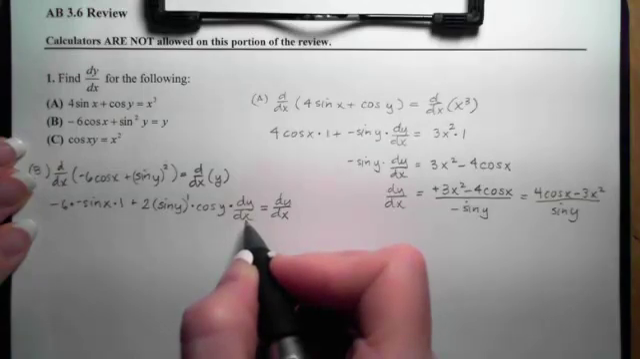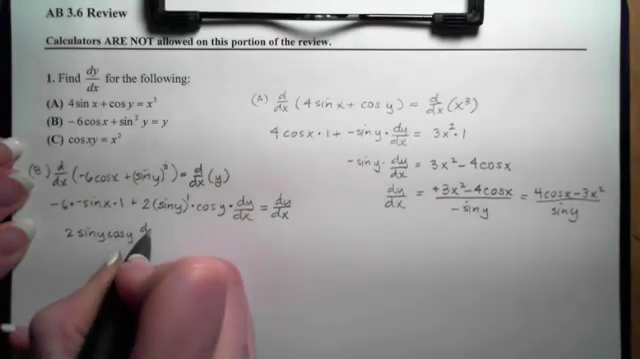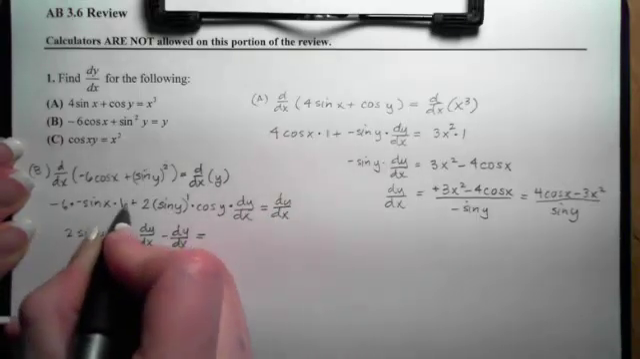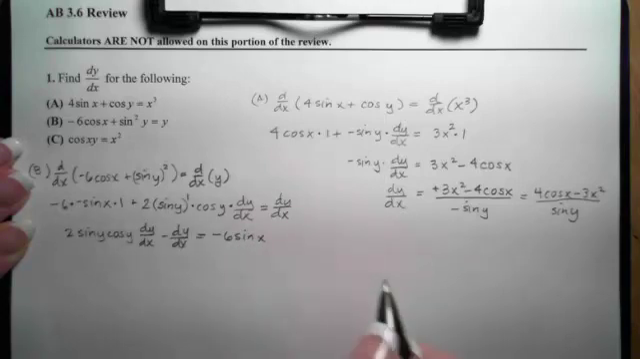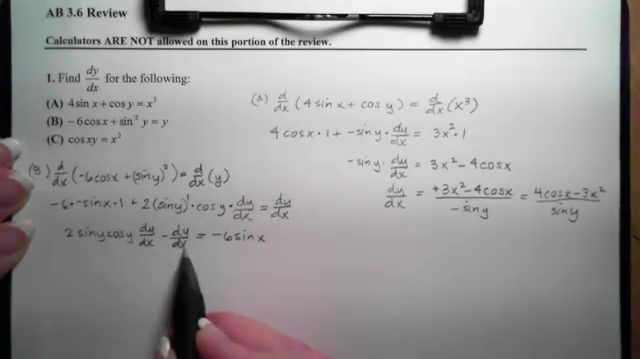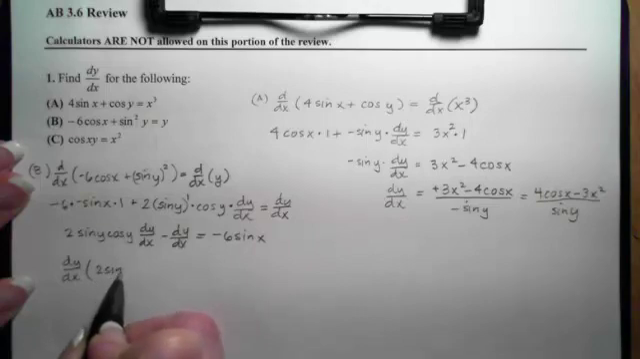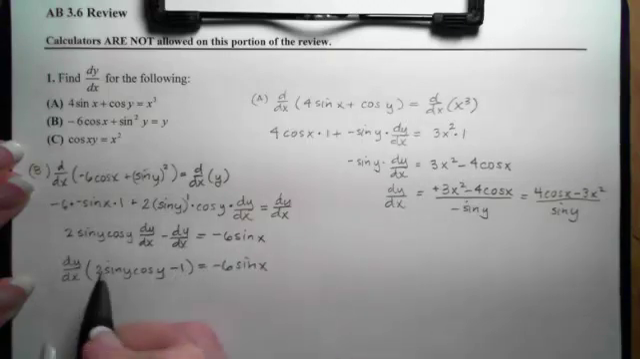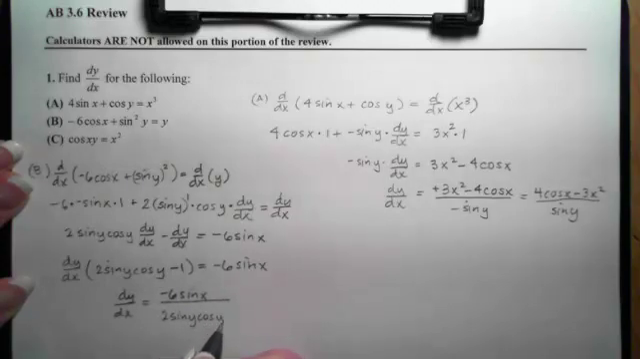So I'm going to collect everything that has a dy dx on it on the left, and I'll move things that don't have dy dx's to the other side. So I will subtract this dy dx over, and then I'll add this to the other side. It's currently a positive 6 sine, so on the other side it will be a negative 6 sine of x. Now notice that dy dx is still appearing twice, but it at least is on the same side, so I can factor out that dy dx so that I have dy dx written only 1 time, and then I can isolate it by dividing both sides by the 2 sine y cosine of y minus 1.